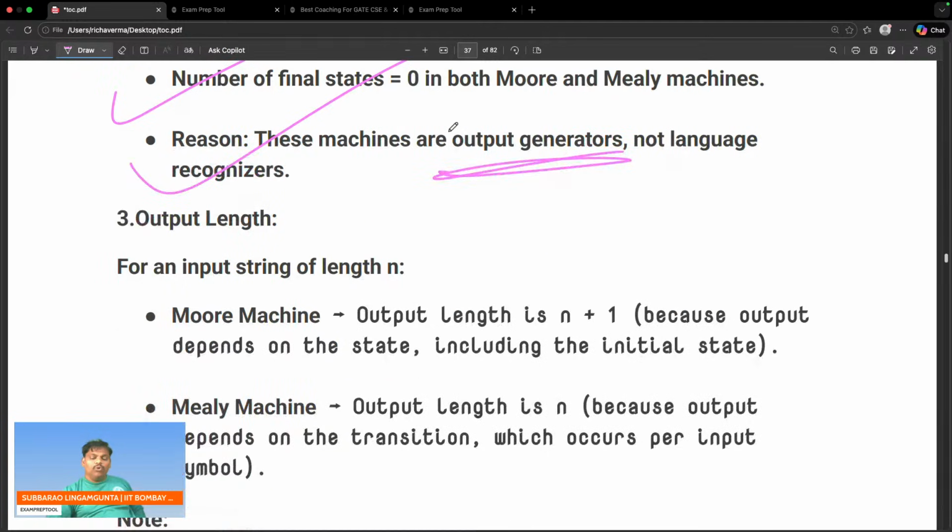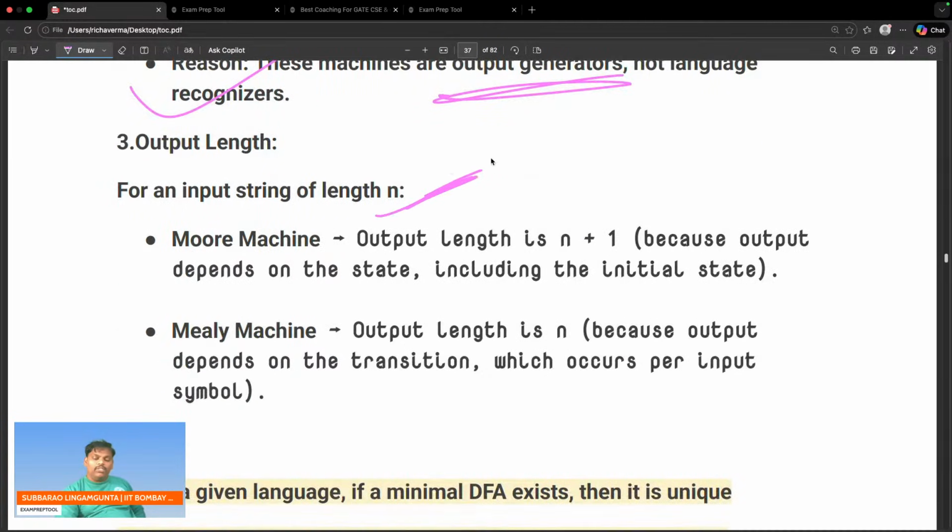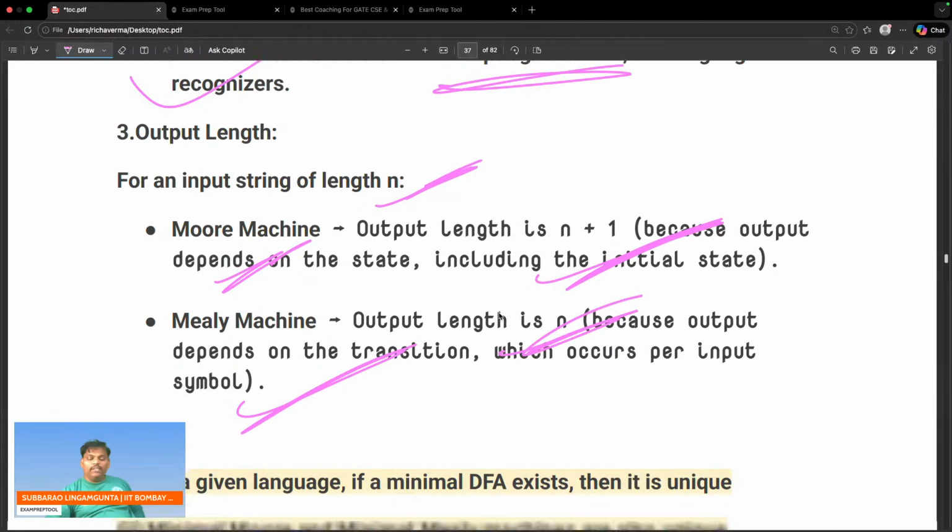Next one, output length. For an n length string, a Moore machine will produce an n plus 1 length output. A Mealy machine, for an n length string, will produce an n length output. Output length is n only.